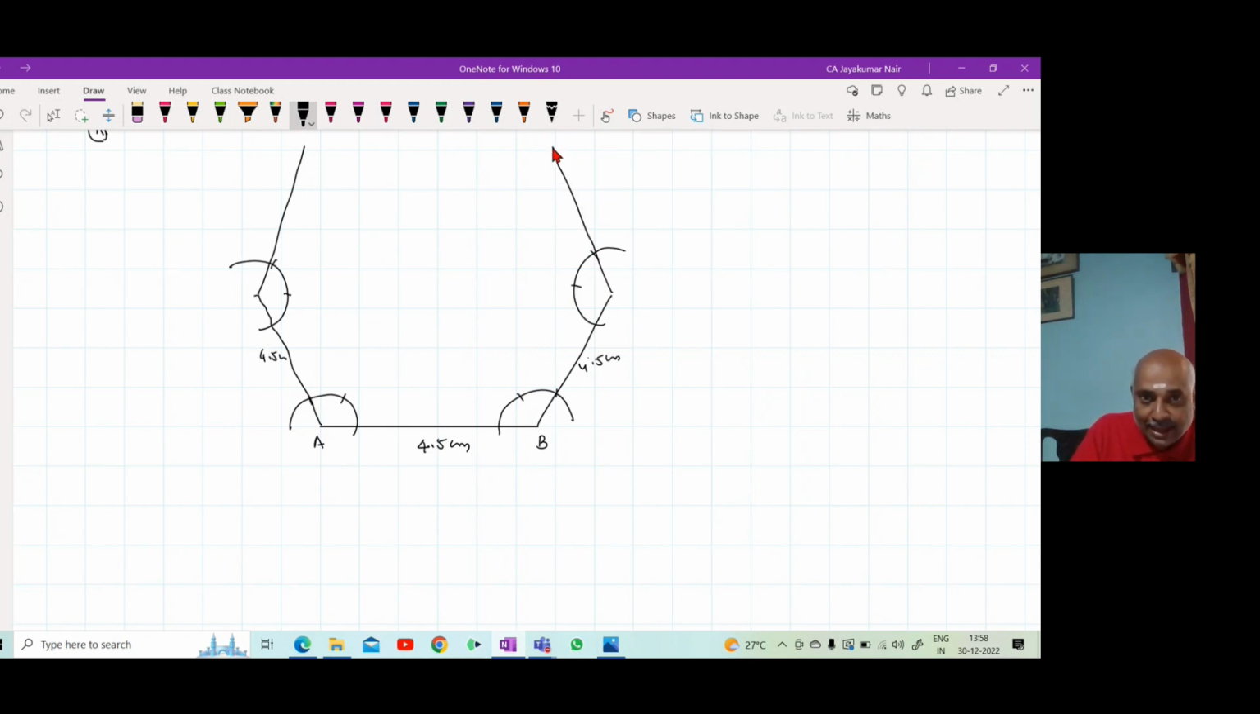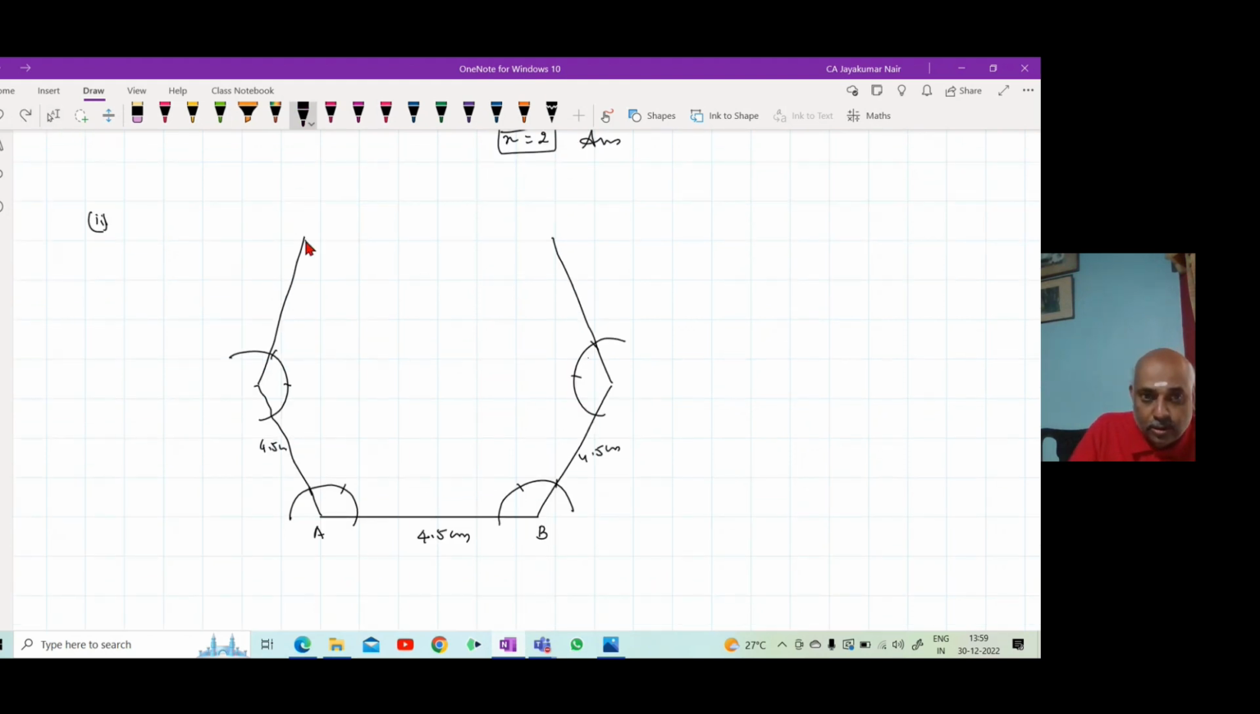You have to extend the line. You can join these two. Remember, this should also be 4.5 and this should also be 4.5. After drawing, this is only a rough diagram. I've just shown you the steps. After drawing this, what you have to do, draw perpendicular bisector of any two sides. Any two sides perpendicular bisector.